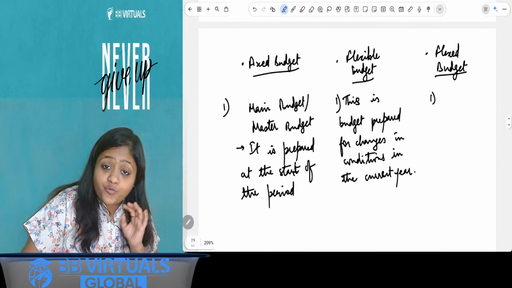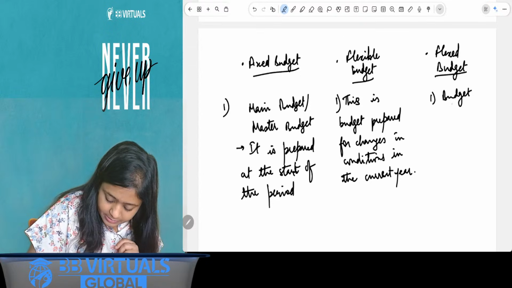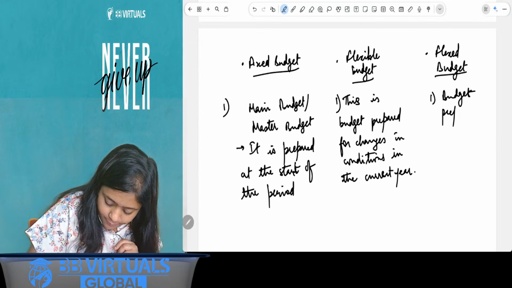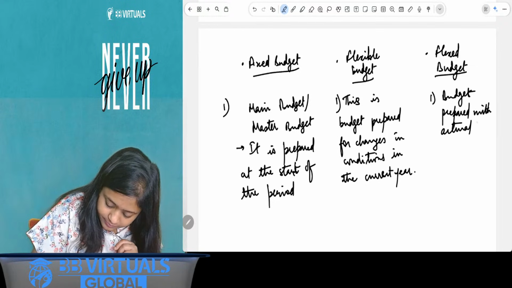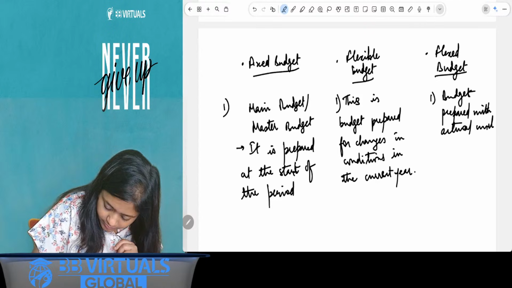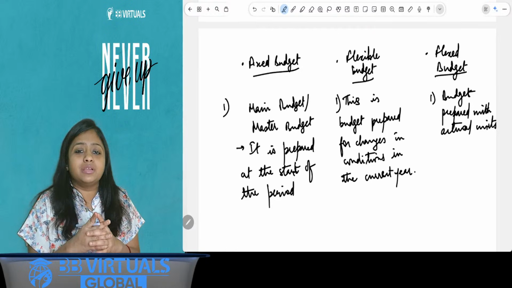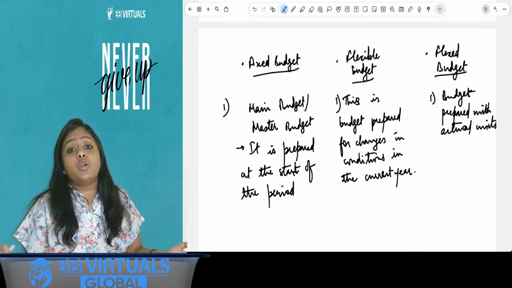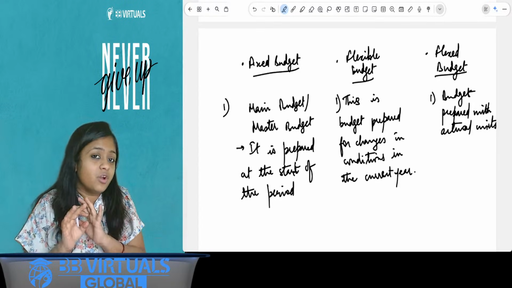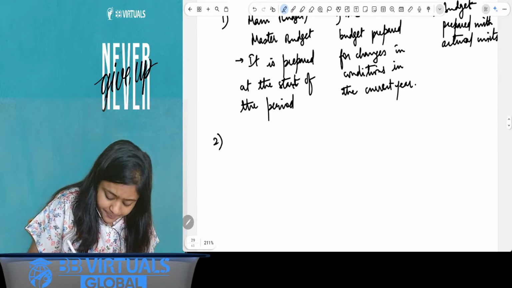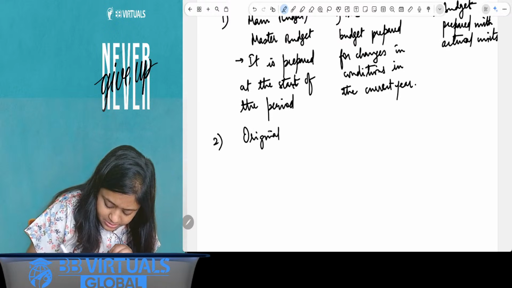Flexed budget is a budget prepared with actual units. So it is a budget that we prepare with actual units. What is the purpose? The purpose is to understand that let's have the units fixed. Then what is the difference? Why the targets are not achieved as per the actuals? Okay, so this is where your actual units are used. So the second point is, which units will you be using? Here you will be using original budgeted units.